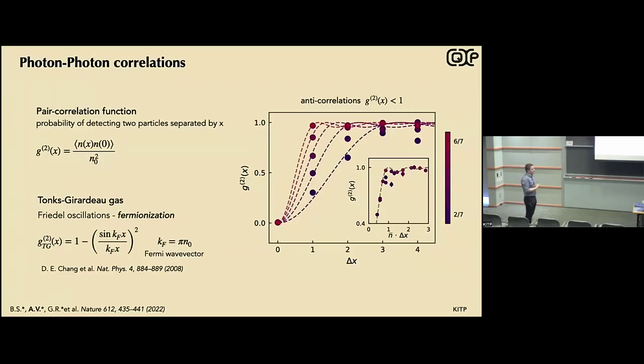Okay, so this was the part of the story where I showed you how we can use precise site resolved control to prepare these interesting correlated fluids. This was essentially preparing some low entropy, excited state of your system, an eigenstate of your system. But you can also ask the question, can you look at dynamics as well?